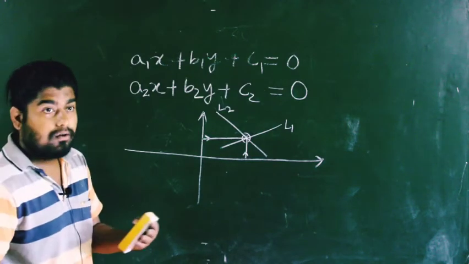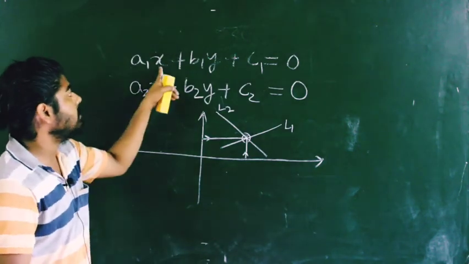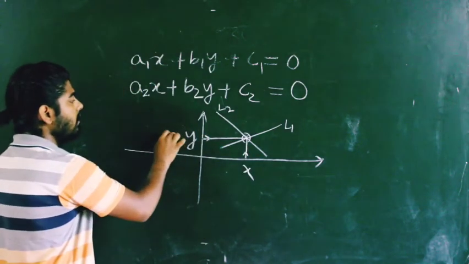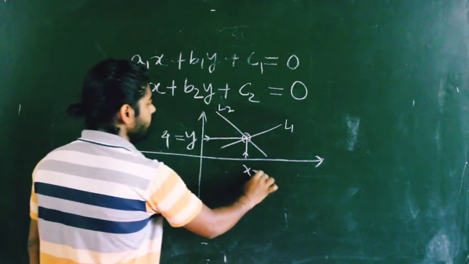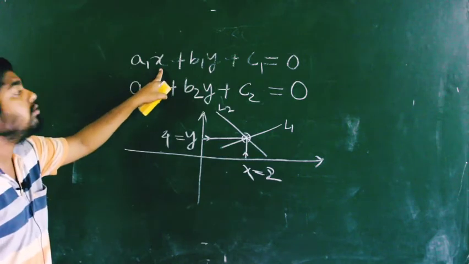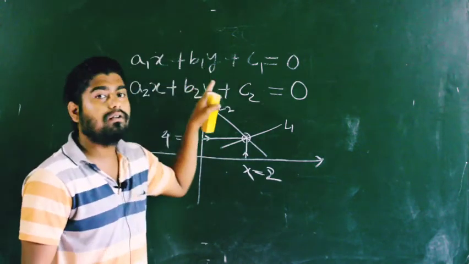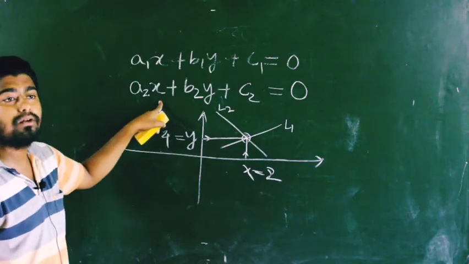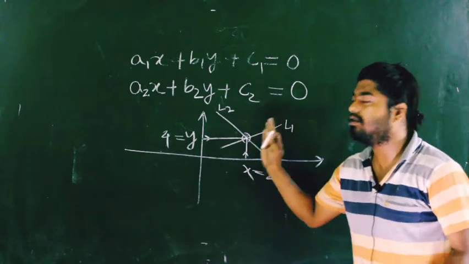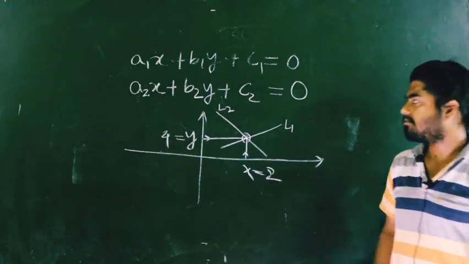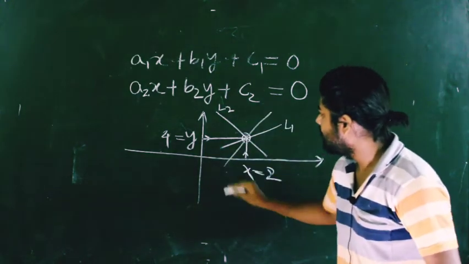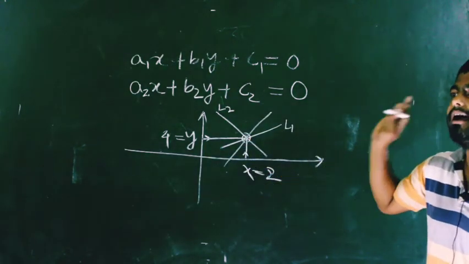Now in algebraic form, suppose I put x equal to 2 and I get y equal to, say, 4. It's just an assumption. So if I put the value of x here as 2, I will get y equal to 4. Here also if I put x equal to 2, I will get y equal to 4. This is called a solution. It does not matter how many lines there are. If you have even 3 lines and they intersect at the same point, that means they will have the same solution.